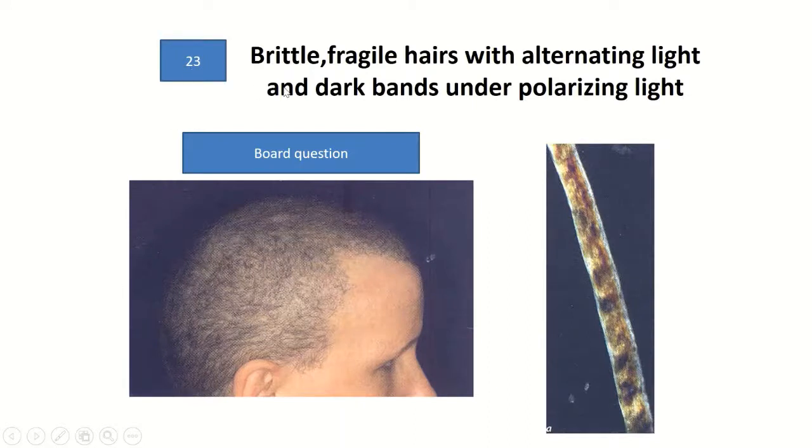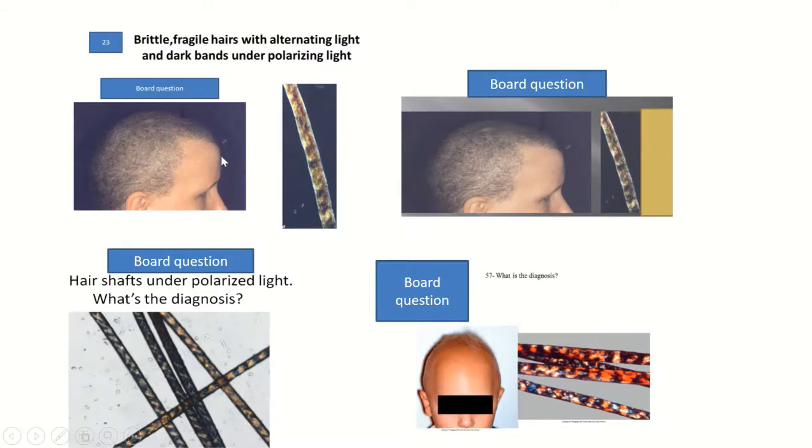Question 23. Brittle fragile hairs with alternating light and dark bands under polarizing light. That was a board question. This is a common question in examination. As you know, this is trichothiodystrophy that is characterized by sulfur deficient hair. In the next slide, there are some board questions on this hair abnormality. Trichothiodystrophy. Polarizing light, light and dark bands.